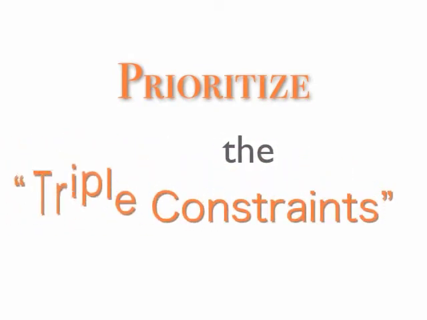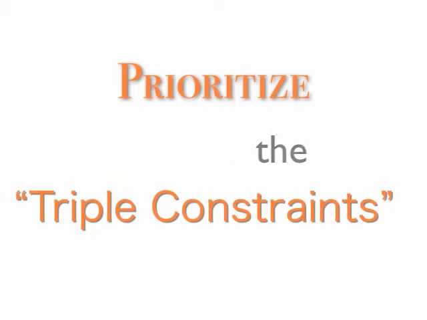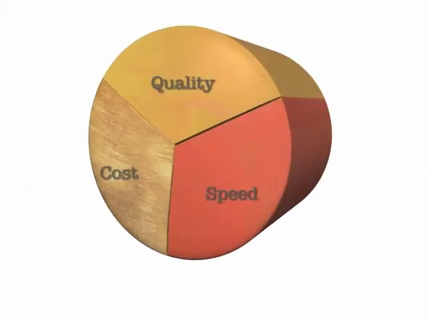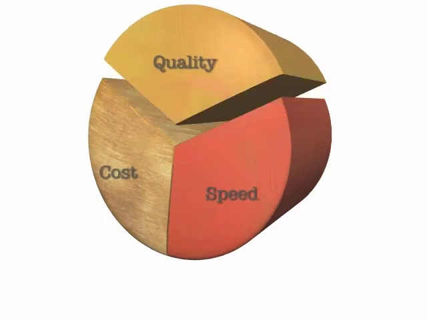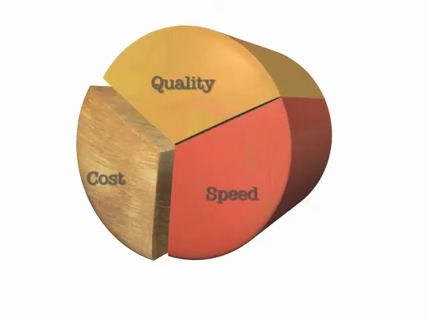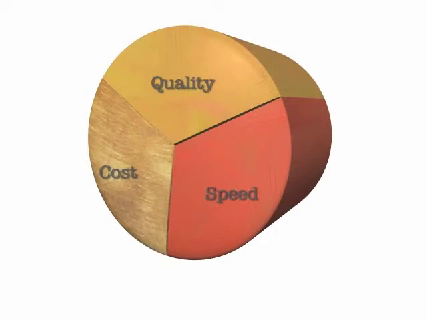You want to clarify with your key stakeholders exactly how to prioritize the triple constraints that govern all project teams. You want to specifically learn if quality, speed, or cost should govern the way you plan out and manage the project. In a nutshell, do they want you to go fast, cheap, or with the highest quality?